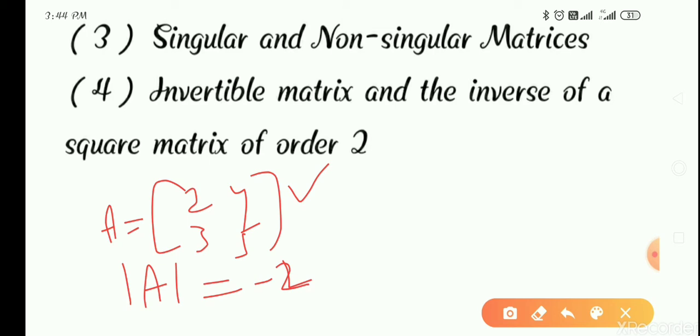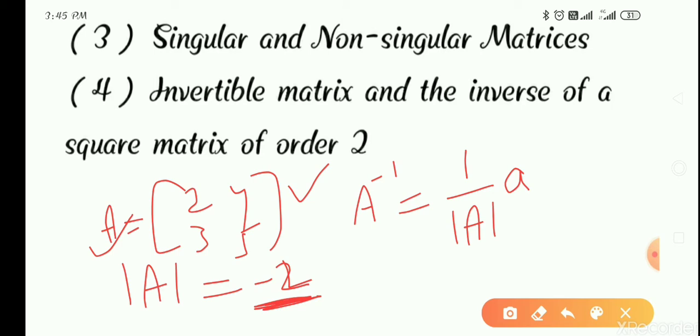If this determinant comes 0, then the given matrix A does not have an inverse. If it is not 0, then it has the inverse. In this case it is not 0, so it has the inverse. How can you find the inverse? A inverse equals 1 upon determinant A into adjoint A.